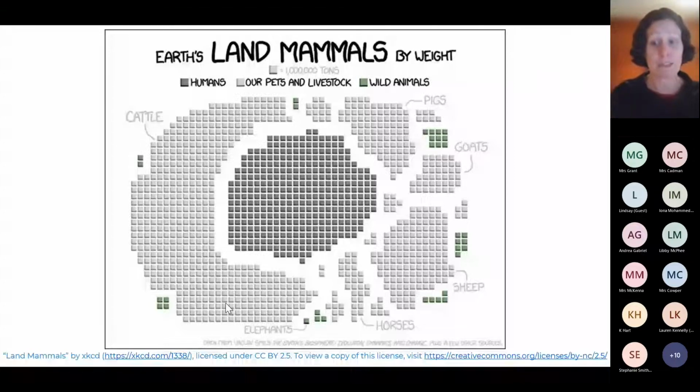So we are having a massive impact by our sheer numbers, and also the sheer numbers of livestock and pets that we keep as well. It's only a few species that are taking up most of that land mass. So not good for biodiversity. There's not much diversity there. There's just a few species. So unfortunately, things are being driven by humans.